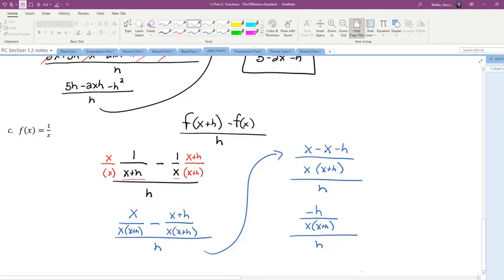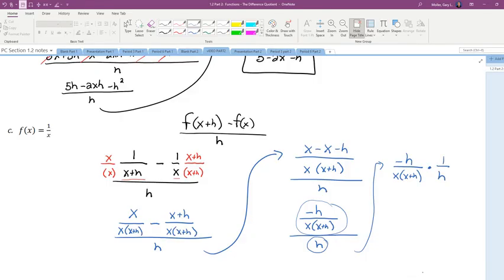All right, we are sitting here with a fraction within a fraction, and we should recognize that when you are dividing fractions, we can do this more simply by multiplying by the reciprocal. So this is my numerator, right? And this is my denominator. So I'm going to take the numerator and not change it. And now I'm going to multiply by 1 over h instead. And my h's cancel, and I'm left with negative 1 over x times x plus h.